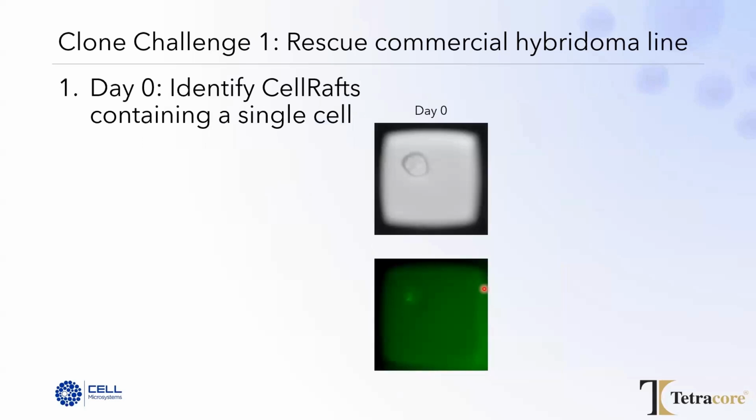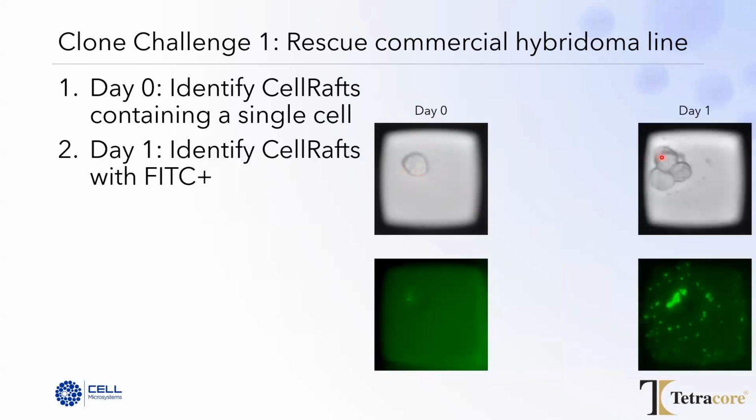We can make our life much easier in this workflow by using our software to quickly identify not only single cells, but also single cells that are positive for our phenotype of choice. As you can see here, this is an example of how our software would identify a cell raft containing a single cell at day 0. We can then use the software to identify FITC positive rafts at whatever time point we're interested in, as you can see here on the right-hand side.